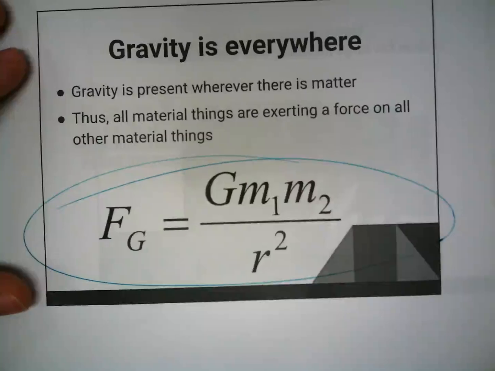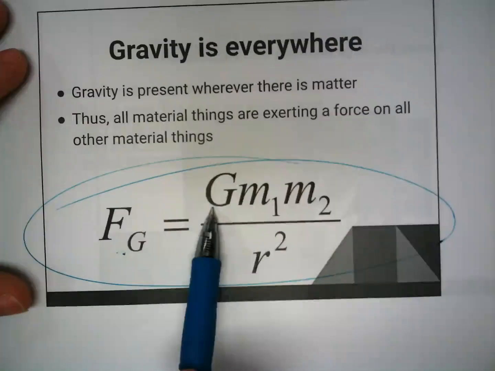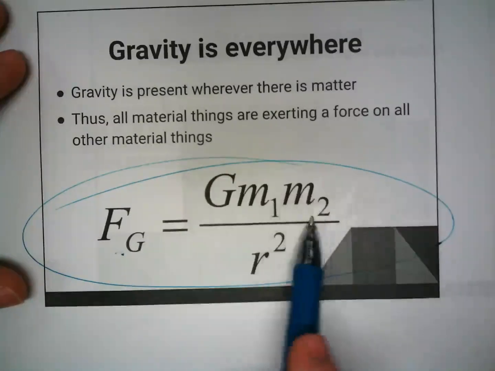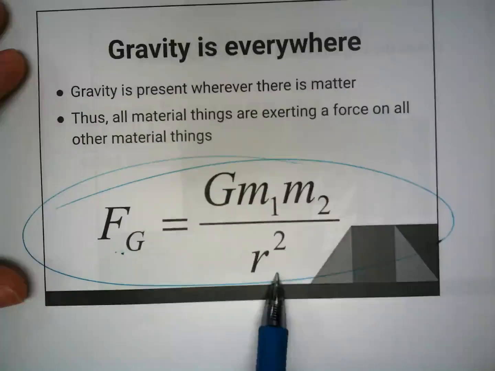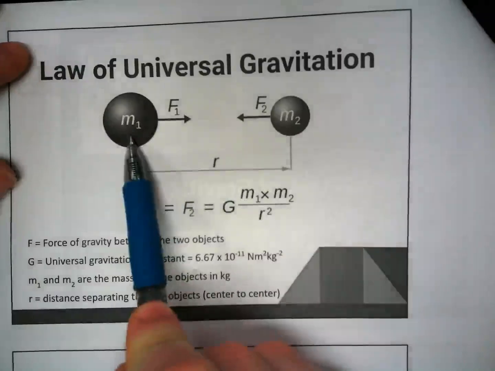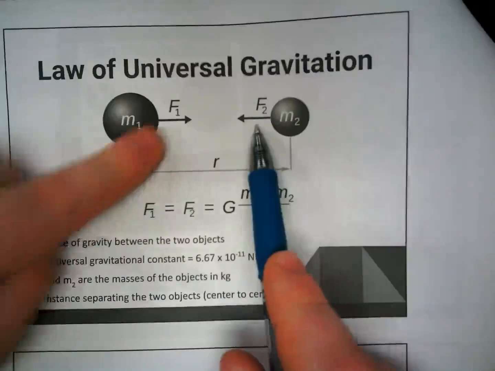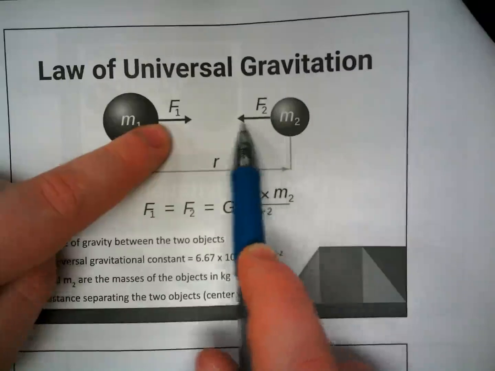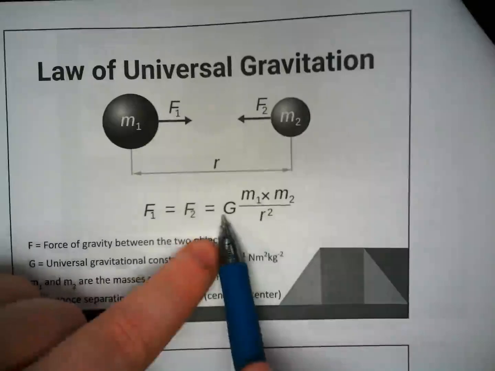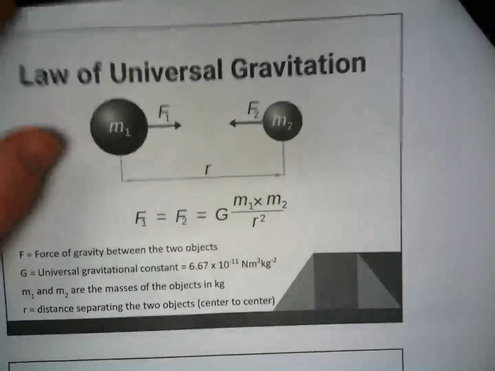This is our law of universal gravitation formula. Force due to gravity is equal to big G, which we'll get into in just a second, times the mass of our first object times the mass of our second object, divided by the radius squared between the centers of our two objects. It looks like this: we have the mass of object 1, the mass of object 2, and what we're talking about is the attraction force between both of them. There's a force pulling these guys together, and this is the gravitational force.